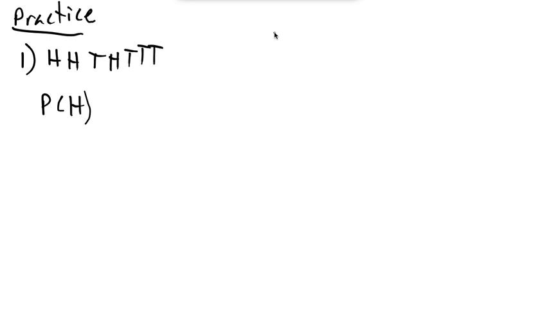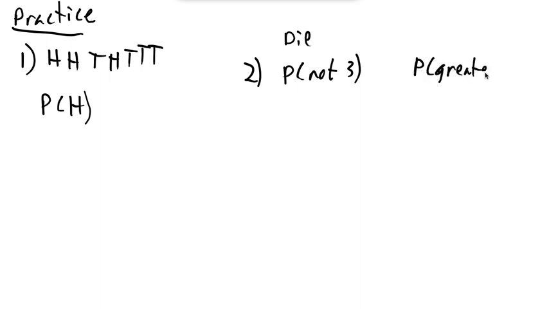Now, looking at a die, what's the probability of rolling a not 3, or not rolling a 3? What's the probability of rolling greater than 3? And what's the probability of rolling an odd?